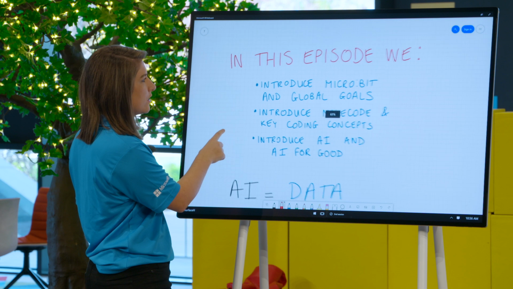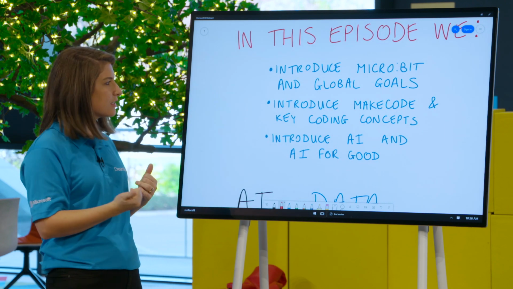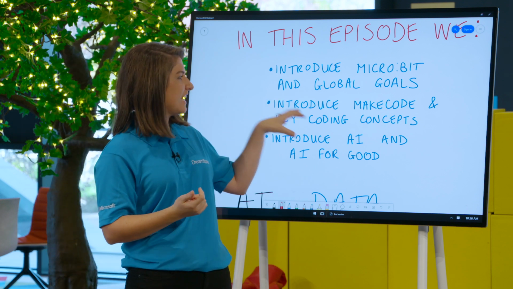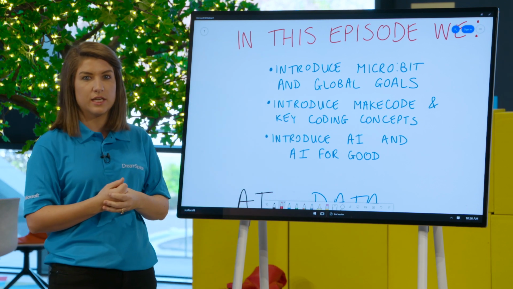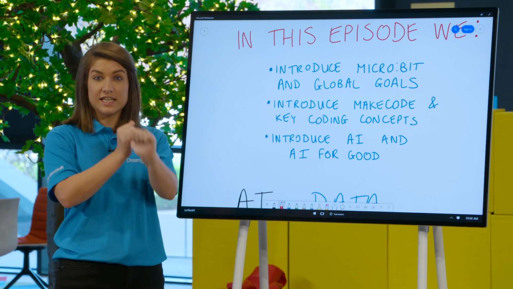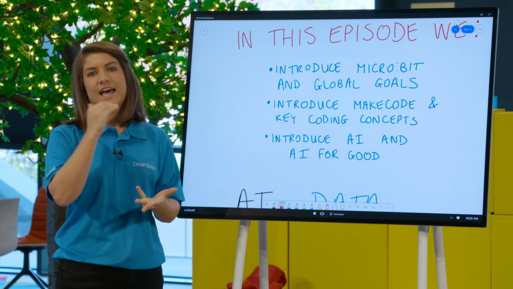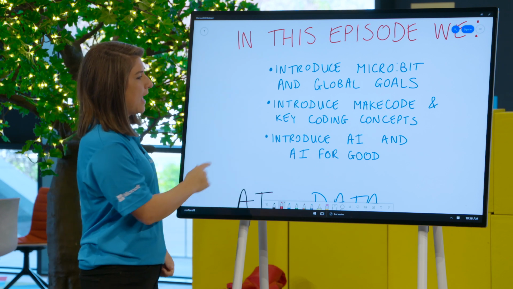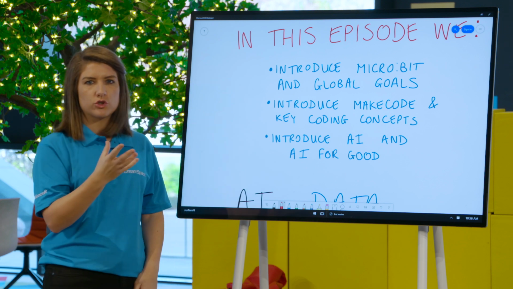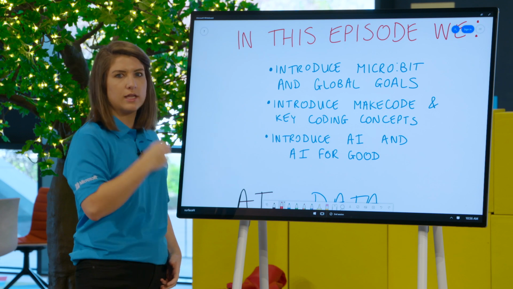So we said that we would look at microbit and global goals. So hopefully everyone's okay on those. We said we would cover the key coding concepts in MakeCode. So the key concepts we really want you to have understood from today is the idea of sequences, so the order of our instructions, loops, variables, and conditions. So they were the key ones. And then finally, we've done our little introduction to AI and our AI for good pillars. And all of this stuff is going to be crucial as we move on.